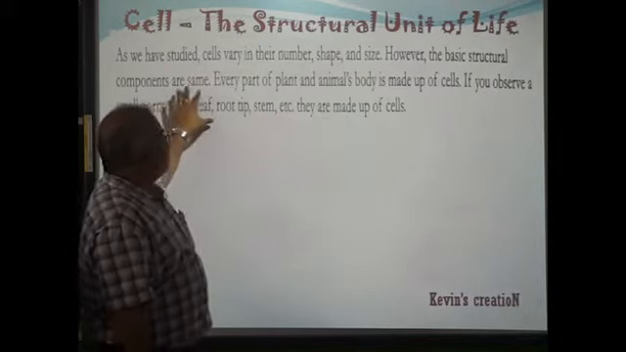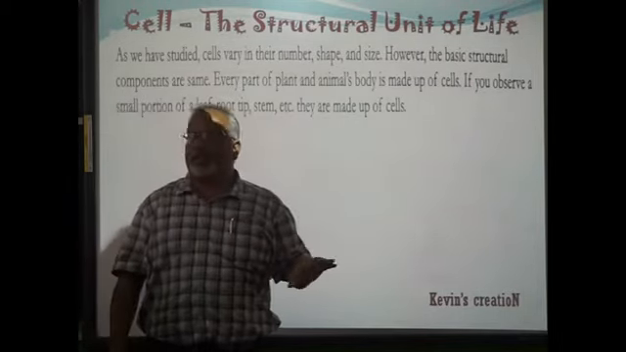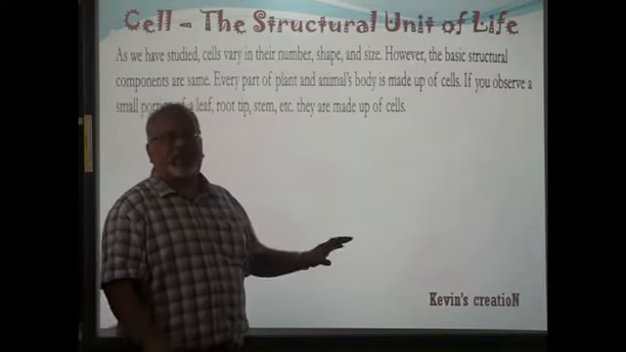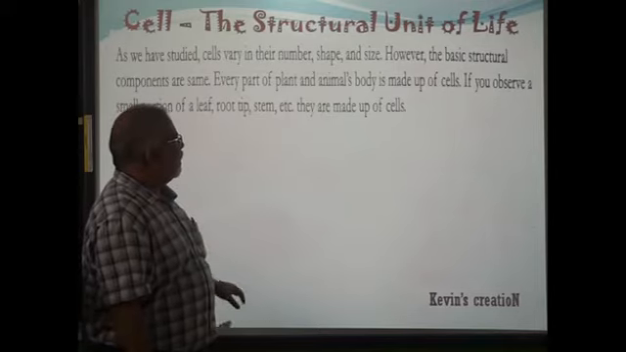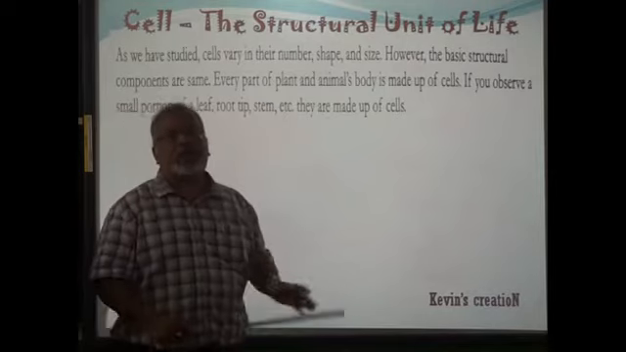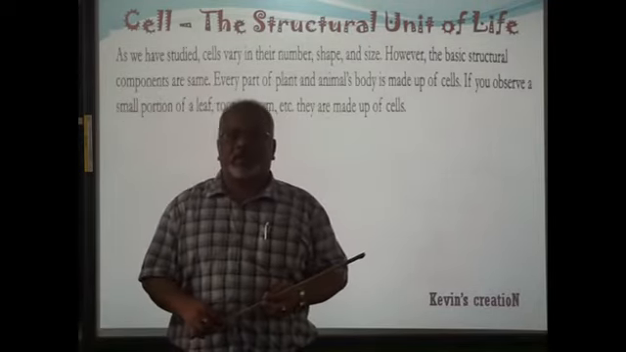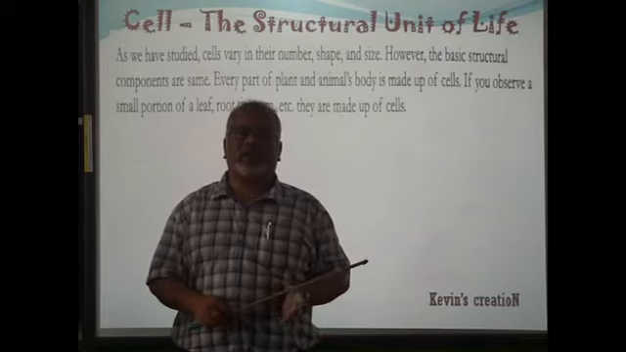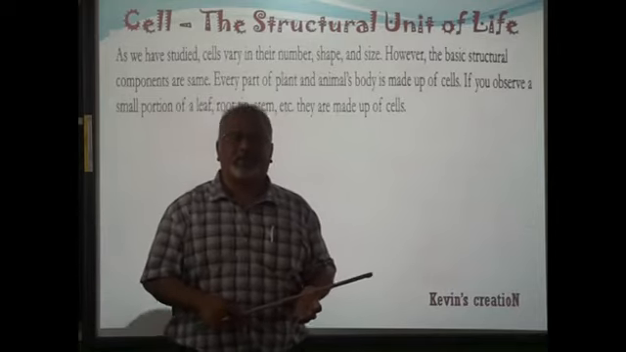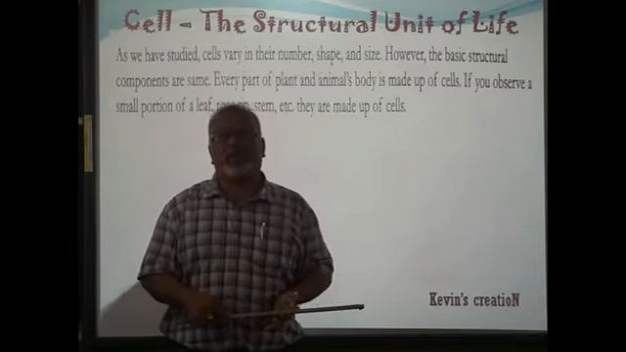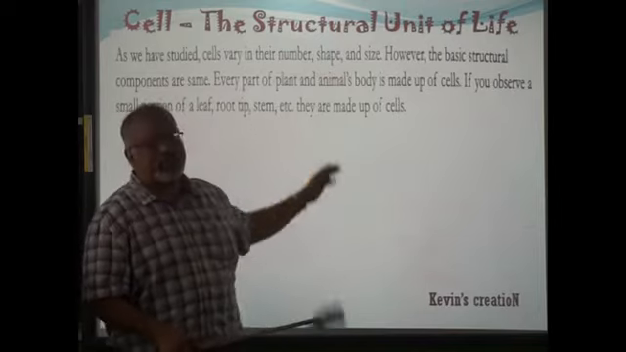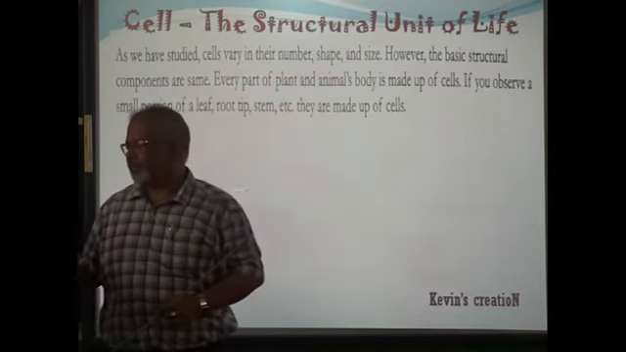However, the basic structural components are the same. I told you they vary in shape, size, number, but basically they are the same. If you observe a small portion of a leaf, root or stem, all are made up of cells. That means leaf and root are organs or parts of a plant. In the same way, skin, kidney, liver, lungs, all these organs of humans are also made up of cells. So ultimately we are made up of cells, and that is why we call it the structural unit of life.